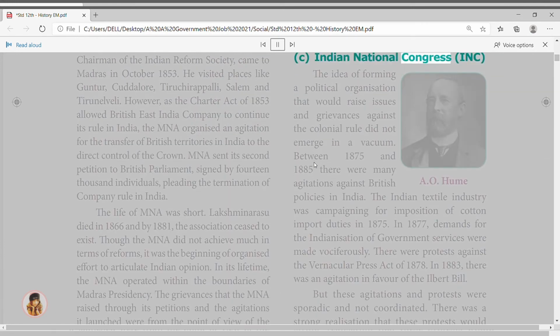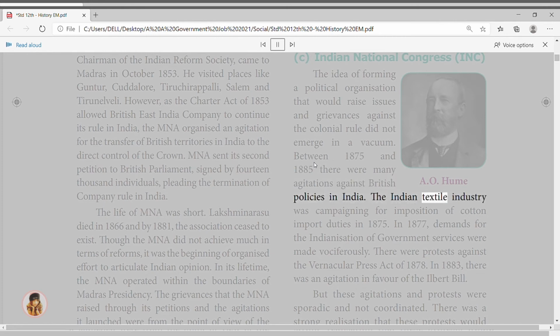C. Indian National Congress, INC. The idea of forming a political organization that would raise issues and grievances against the colonial rule did not emerge in a vacuum. Between 1875 and 1885, there were many agitations against British policies in India.